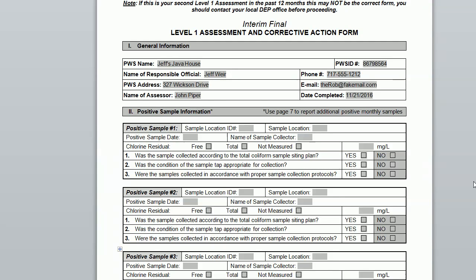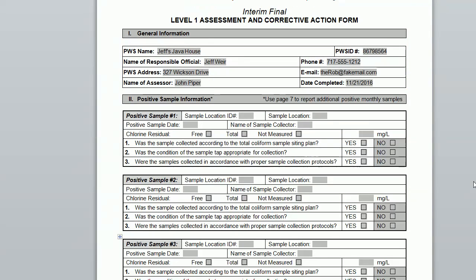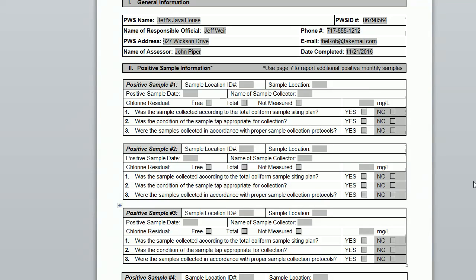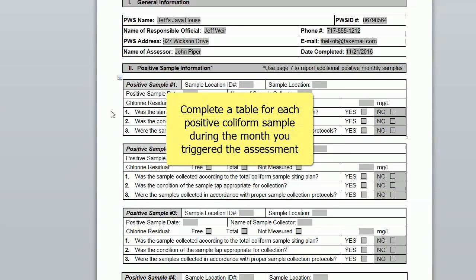If you trigger a Level 1 assessment, you must complete the form, which is also a tool to guide you through the assessment. In Part 1, you are asked to fill in basic system information. You can see we've done this for an example system called Jeff's Java House. Let's move to Part 2, in which we'll investigate the positive sample information that contributed to triggering the assessment. In Part 2, a separate table must be completed for each positive coliform sample.